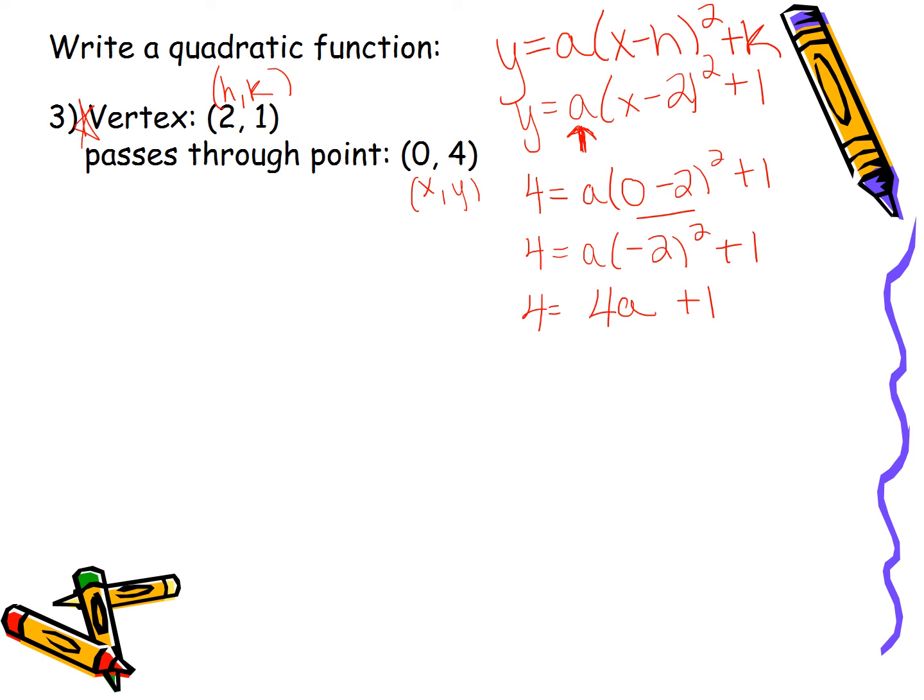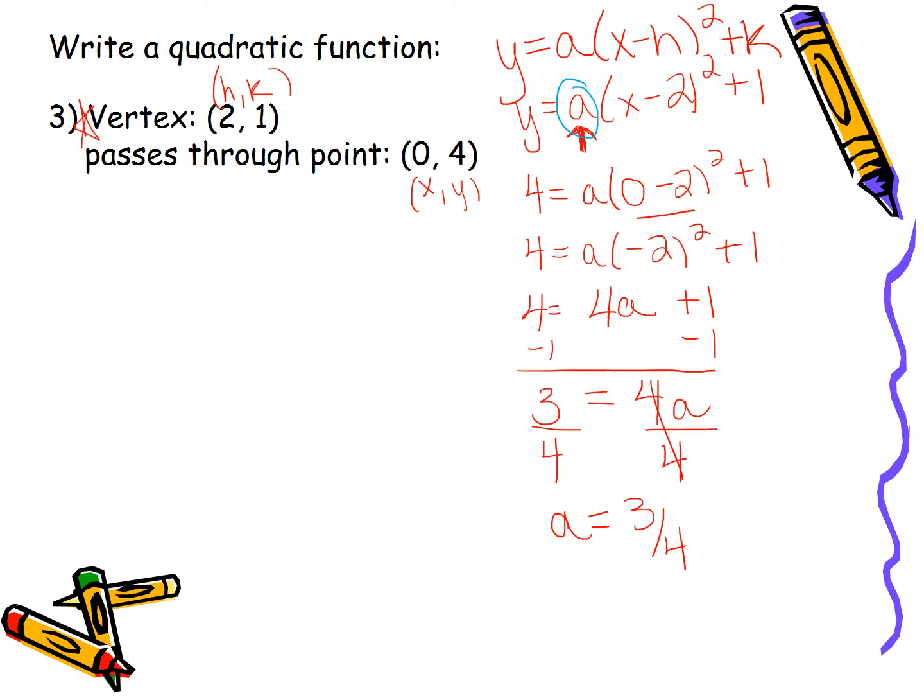4 is equal to 4a plus 1. Subtract 1 from both sides. 4 minus 1 is 3, equal to 4a. Now we have to get a alone, so we have to divide by 4. So this can cancel to 1. And we know that a is equal to 3/4. So we can plug 3/4 in for a into that part of our equation.